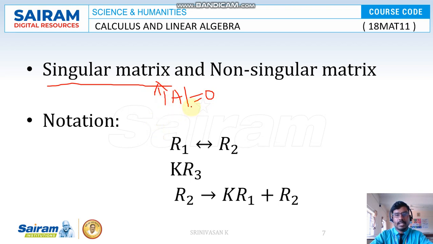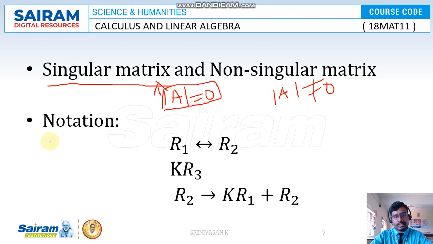If the determinant of A equals 0, if the matrix satisfies this condition, then the given matrix is called a singular matrix. A non-singular matrix is one where modulus A is not equal to 0. If the condition is satisfied, it is a non-singular matrix. So these are all basic concepts for the matrix and the types of matrix.